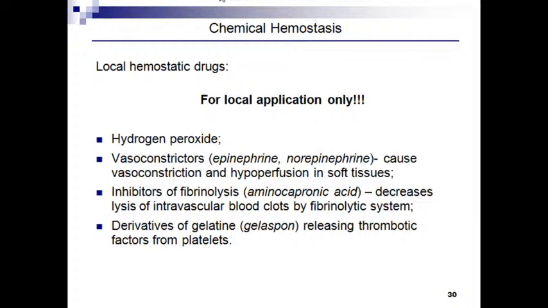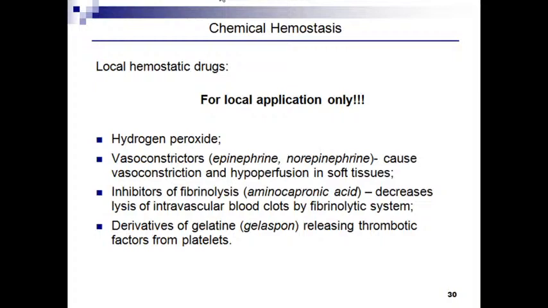We can use chemical hemostasis, which means chemical drugs applicable to the local surface, sterile of course. We can use hydrogen peroxide. The mechanism of hemostasis is liberation of oxygen and promotion of liberation of thromboplastin. We can use vasoconstrictors, epinephrine or norepinephrine. These drugs cause vasoconstriction and hypoperfusion in soft tissues.